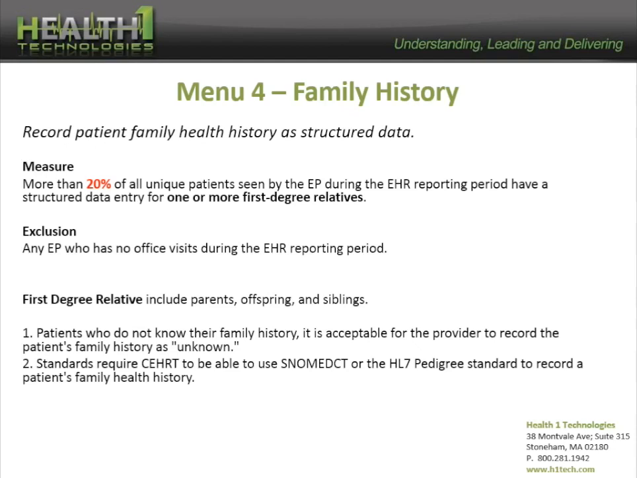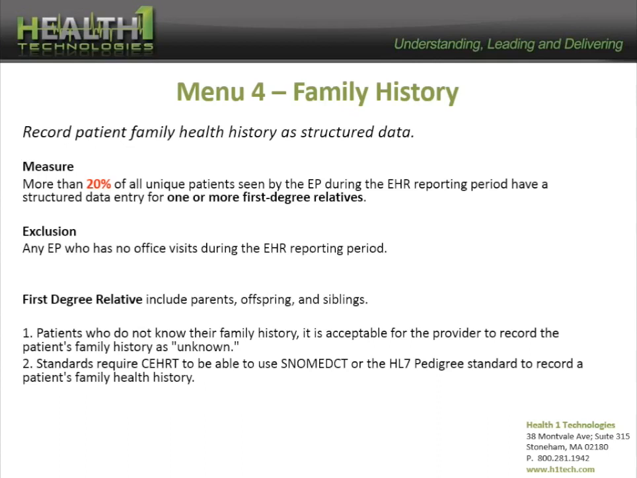The exclusion for this is any EP who has no office visits, obviously, during the reporting period. They term a first-degree relative as a parent, an offspring, or a sibling, so pretty straightforward. And some of the notes that you may want to look at: for patients who do not know their family history, it is acceptable for the provider to record unknown in that field.